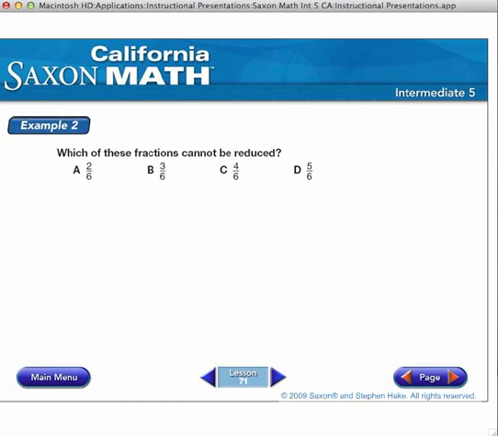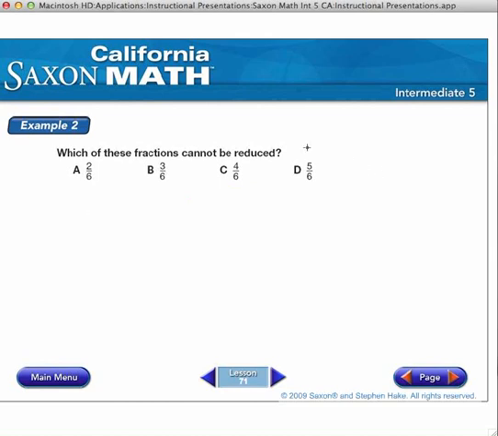C, 4/6. Four and 6 are both even, so I know that 2 can go into both numbers. So I can divide by 2 halves. 4 divided by 2 is 2. 6 divided by 2 is 3. 2 and 3 do not have any common factors, so there's my final answer. So the answer is not C either.